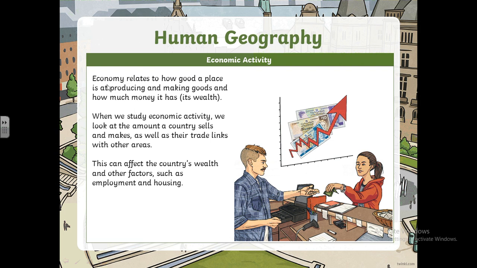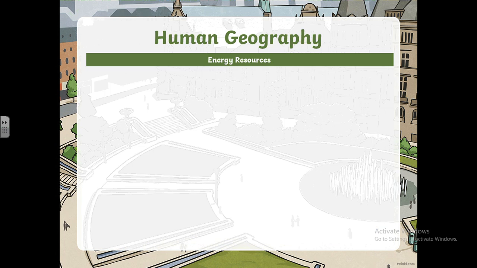So the economy, this word here, relates to how good a place is at producing and making goods and how much money it has, so it's wealth. When we study economic activity, we look at the amount a country sells and makes, as well as their trade links with other areas. This can affect the country's wealth and other factors such as employment and housing. So that's not something we're going to look at very closely, but you will as you go through your schooling. So looking at how much money a place can generate.